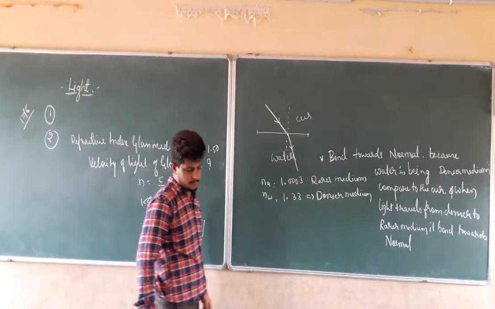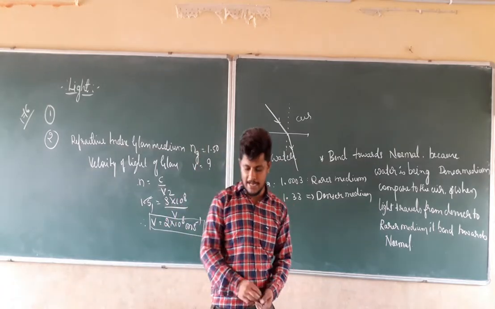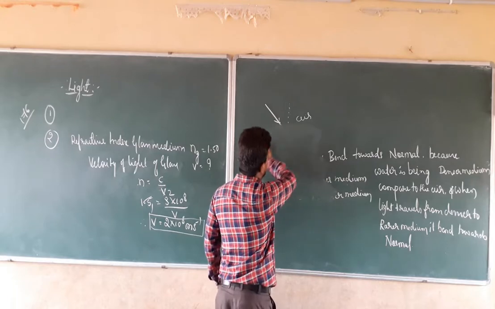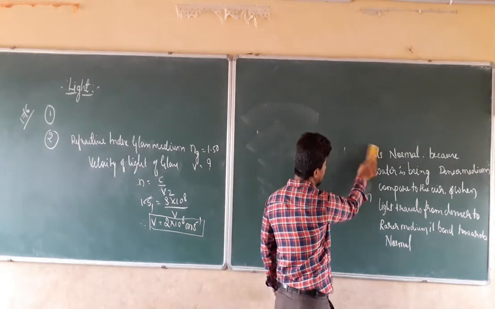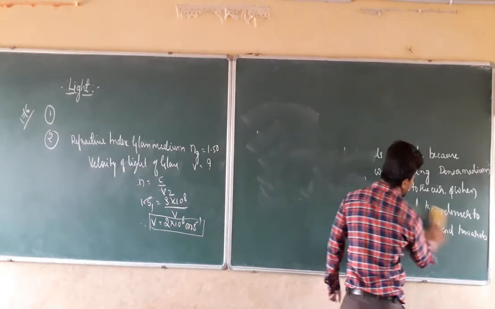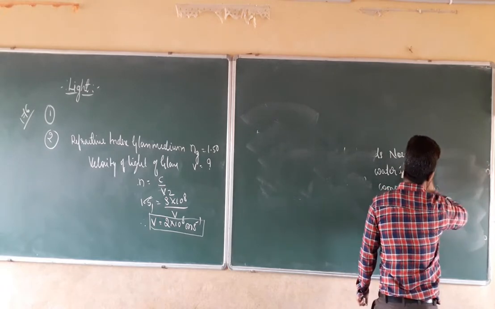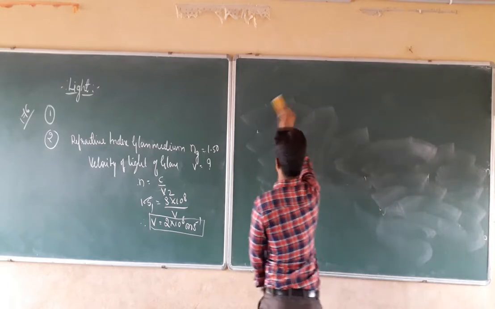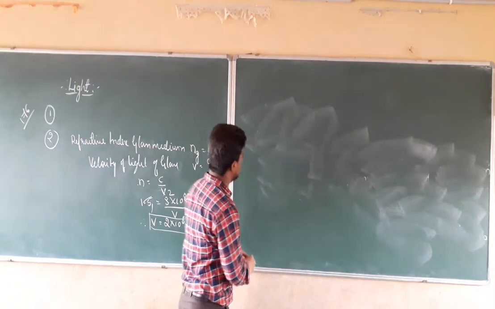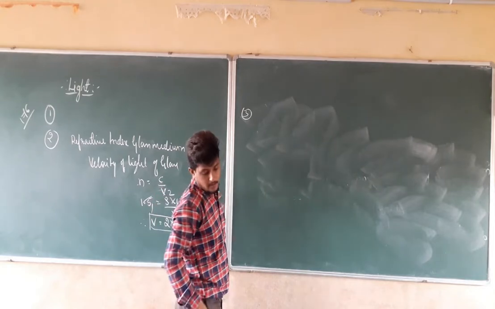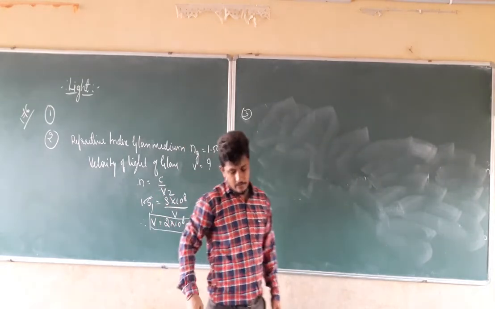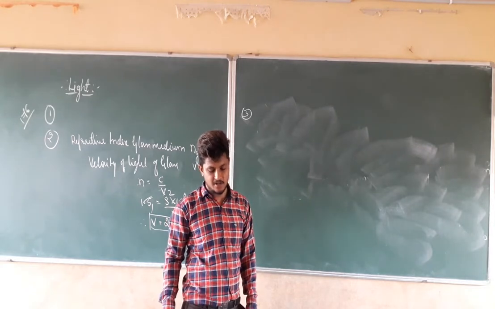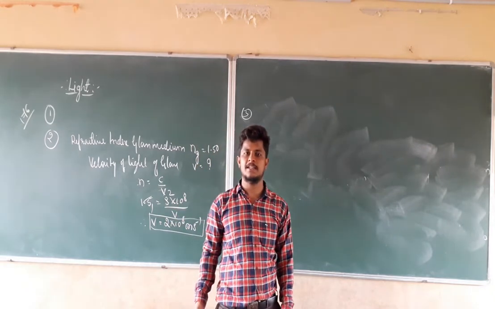The third question. Find out from table 10.3. Check your table. We have to find out some values. Question number 3: find out from table number 10.3 the medium having highest optical density. Also find the medium with lowest optical density.